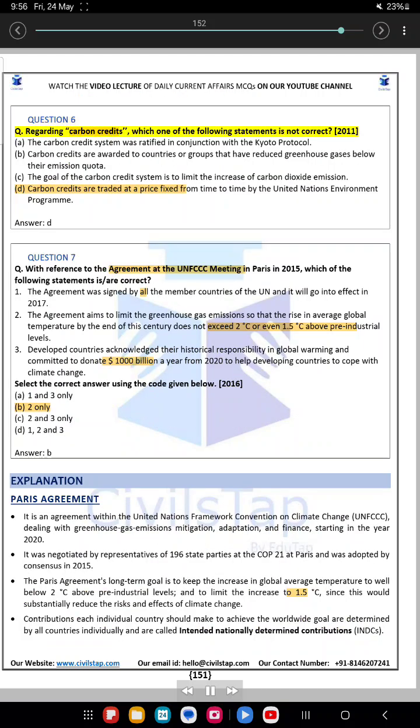Question 6. Regarding carbon credits, which one of the following statements is not correct? 2011. A. The carbon credit system was ratified in conjunction with the Kyoto Protocol. B. Carbon credits are awarded to countries or groups that have reduced greenhouse gases below their emission quota. C. The goal of the carbon credit system is to limit the increase of carbon dioxide emission. D. Carbon credits are traded at a price fixed from time to time by the United Nations Environment Program. Answer D.